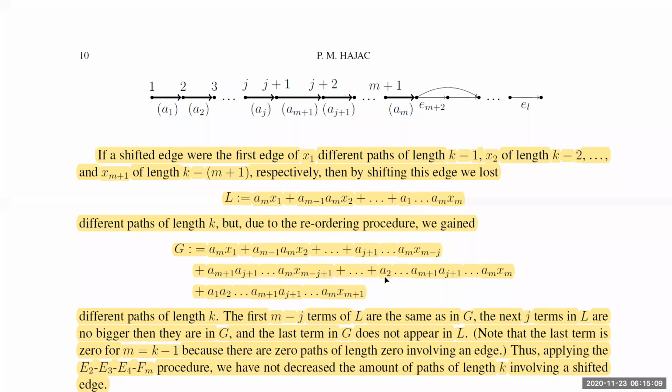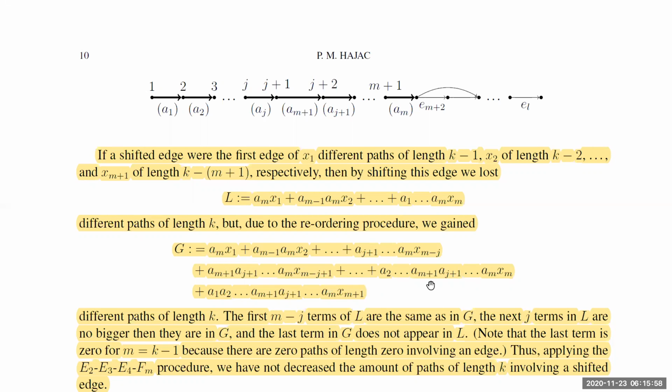But if m is strictly less than k minus 1, then yes, this term appears here. For instance, if m is equal to k minus 2, then this is a path of length k minus 1, and basically we can follow it by this edge. So then this x is equal to 1. xm plus 1 for m equal k minus 2 is equal to 1. Because there is only one path of length 1 involving the shifted edge as its first edge. It's the edge itself. Okay, and so on and so forth. So this term is generically non-zero, but in the special case, which is allowed in our reasoning, of m equal to k minus 1, this term vanishes.